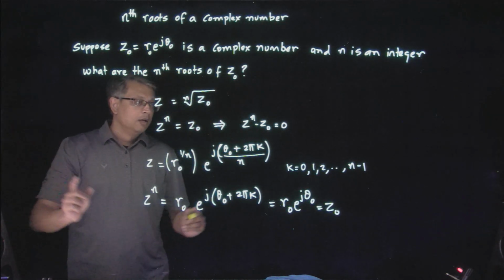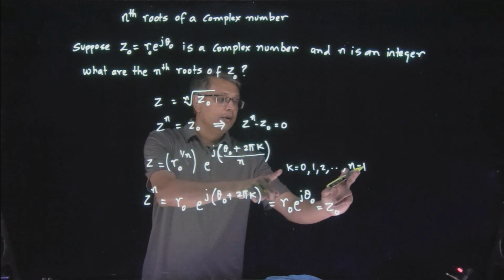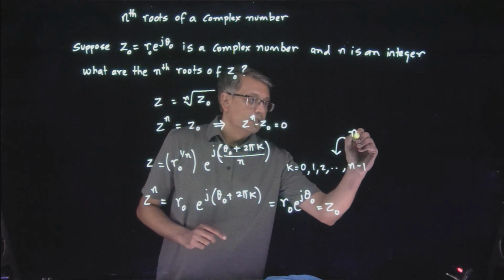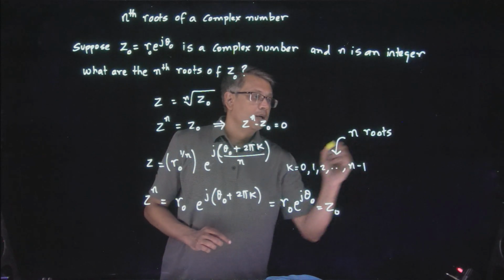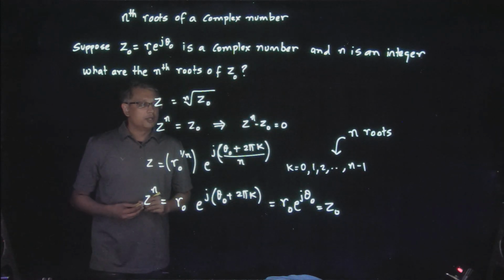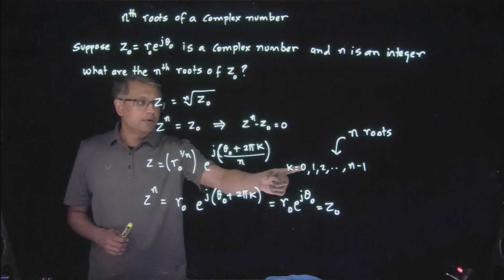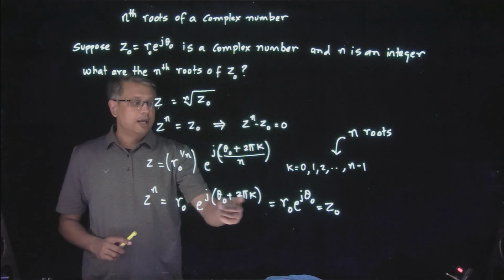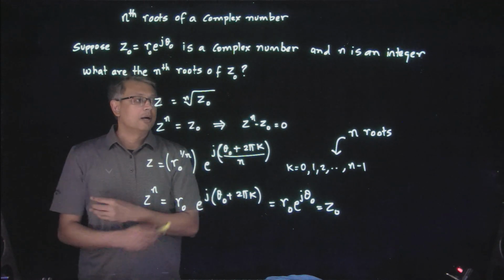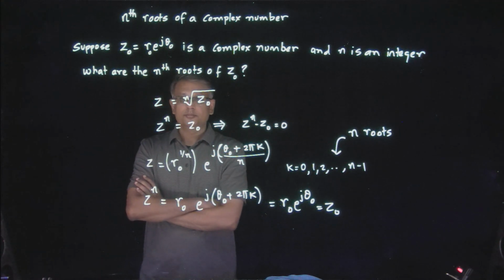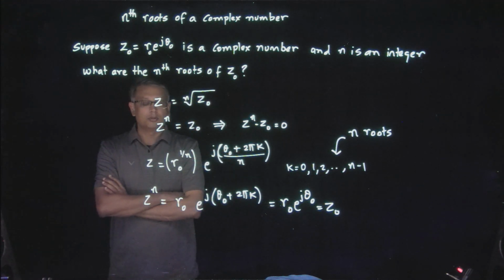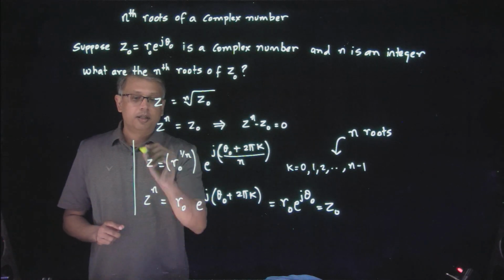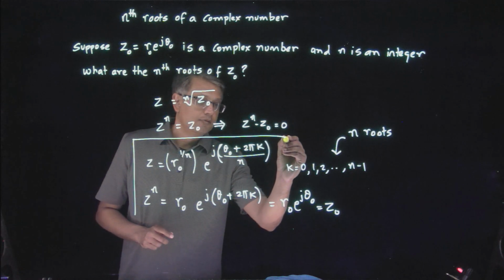In other words, for every one of these roots, we get a total of n roots by setting k to go from 0 to n minus 1. For every such value of k, you're going to get one root here, and when you raise that to power n, indeed you get the same complex number back. Okay, so this is how you find the nth roots of a complex number.